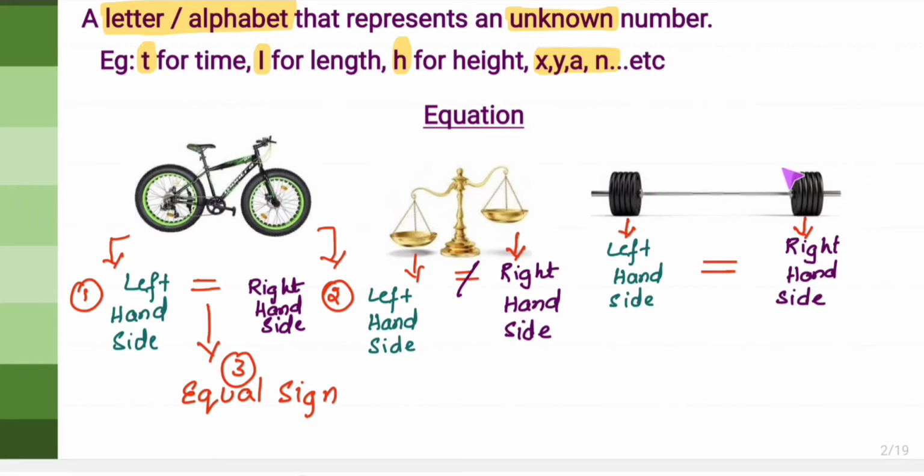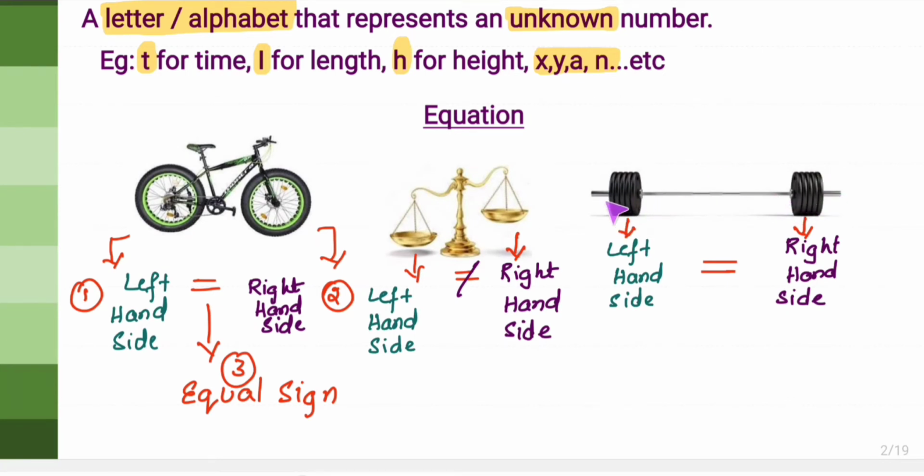This is the weightlifting bar. In the weightlifting bar, equal amount of weight is put on the left side and equal amount of weight is put on the right side. So we call this a balanced equation. Equation has to be balanced. That is, both the sides, this is the left side and this is the right side, both the sides should have equal weights. Only then it will be balanced.